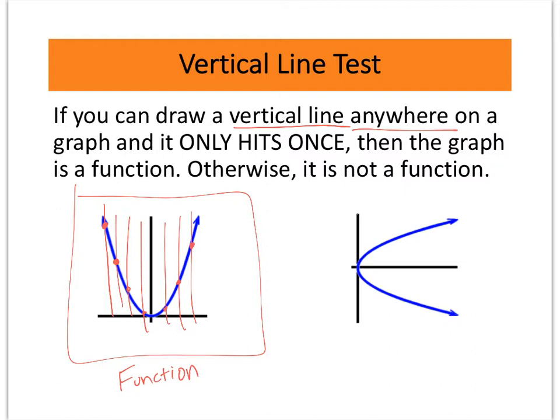If I look over here, if I draw this, it hits once there, but as soon as I go over here, here is a place where it crosses twice. And because it crosses twice in this, it is not a function. We could also think about it that my input, my x value, has two possible outputs or two possible y values, and that's another reason why it's not a function. So if it hits more than once, it is not a function. And so we can see that we have a non-function on the right.